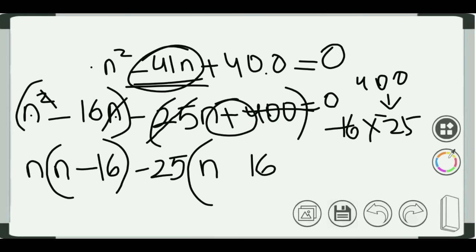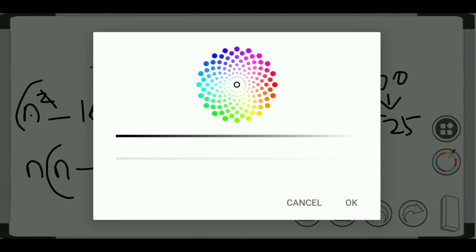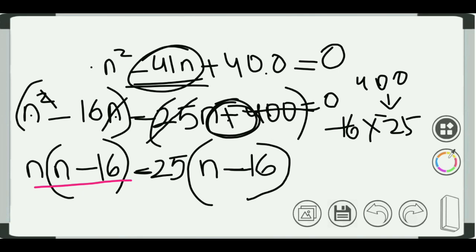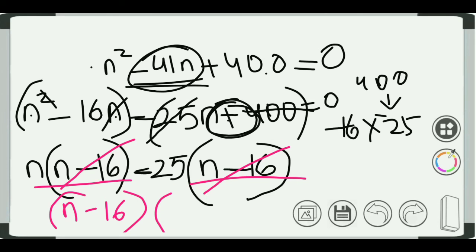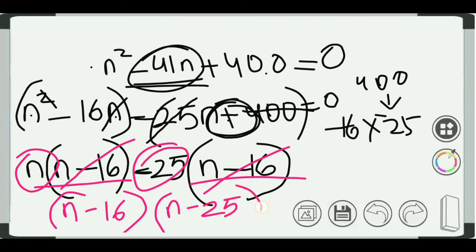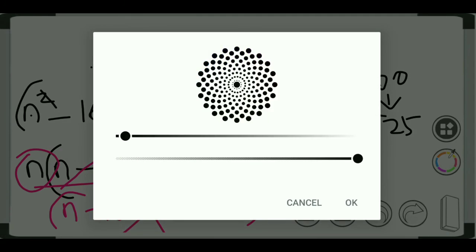What about the sign? I have taken minus 25 outside, so the sign inside the bracket will change. If you had taken only plus 25, it won't change. But now I have taken minus 25 outside, so change the sign inside the bracket as minus. Now you can see n minus 16 as common. So I am taking n minus 16 outside. So what will be there inside? See, this got cancelled. So what is there inside? n minus 25. So you got two factors as n minus 16 and n minus 25.